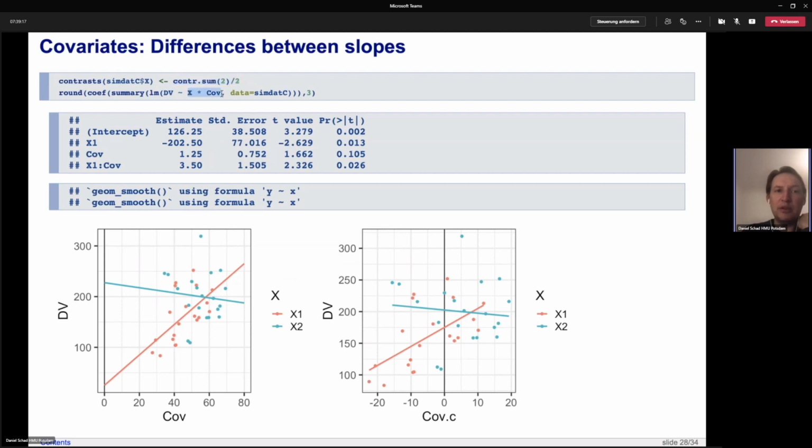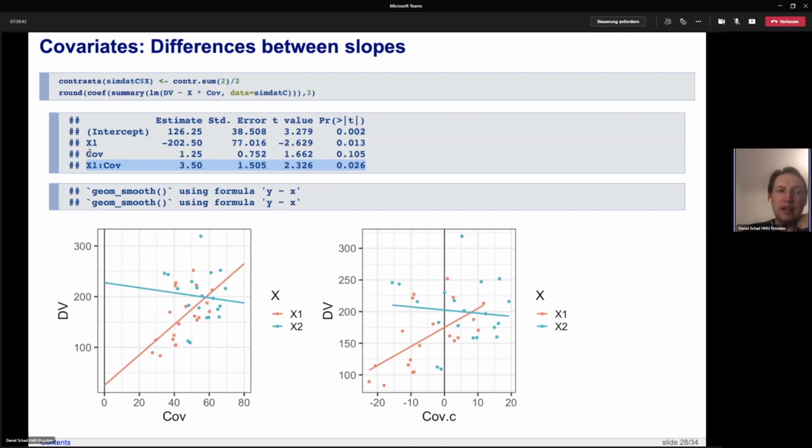And what we can do now is compute the x times the covariate, so x star covariate. What we get then is an interaction term, and this is significant. And this tells us that these two lines are not parallel to each other. We can reject the null hypothesis that they are the same. So they're really different slopes here.